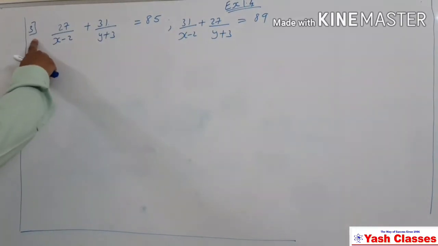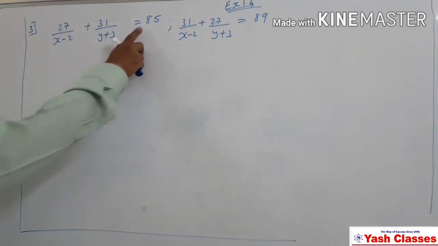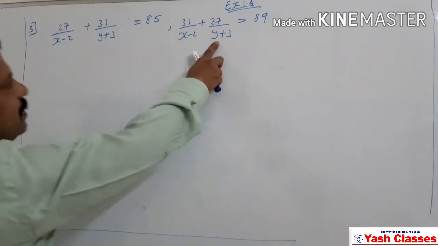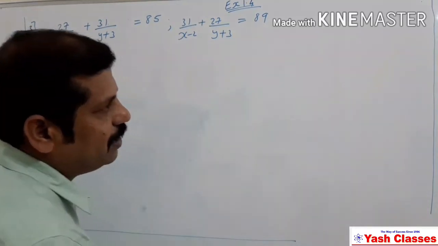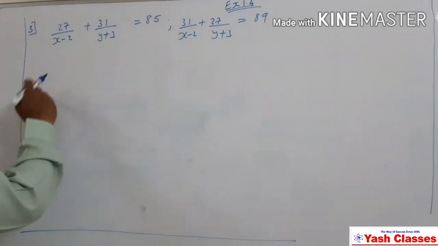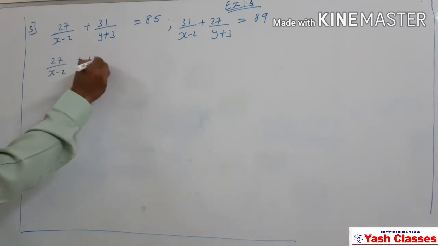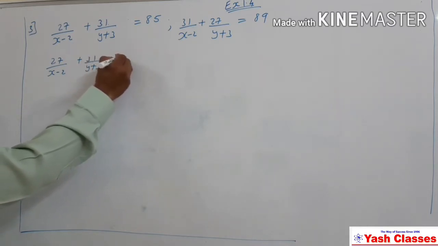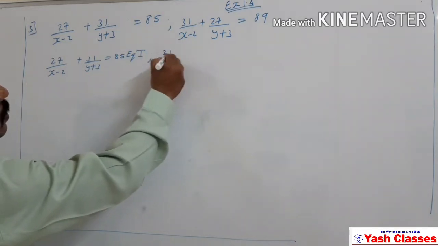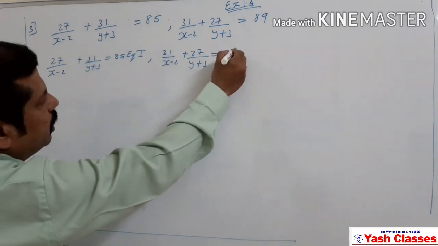1.4, Sums number 3. 27 upon x minus 2 plus 31 upon y plus 3 is equal to 85, equation number 1. 31 upon x minus 2 plus 27 upon y plus 3 is equal to 89, equation number 2.